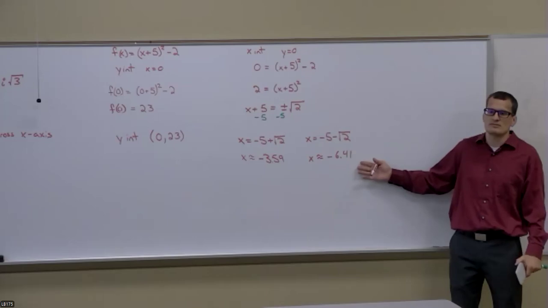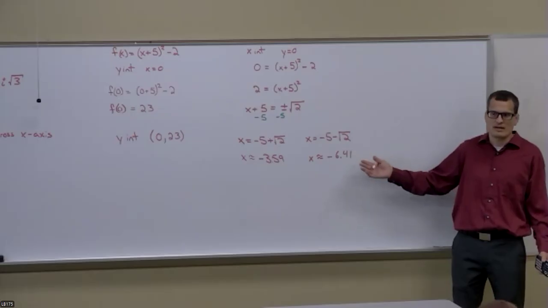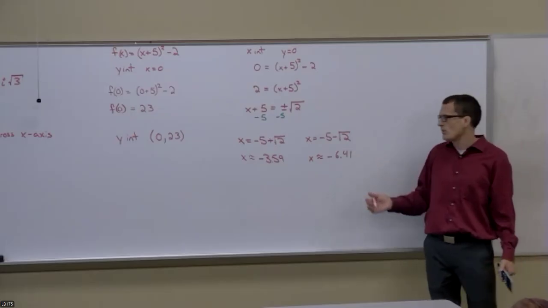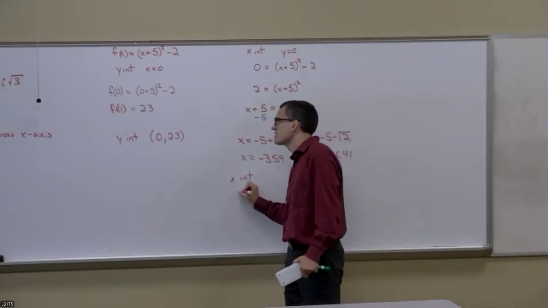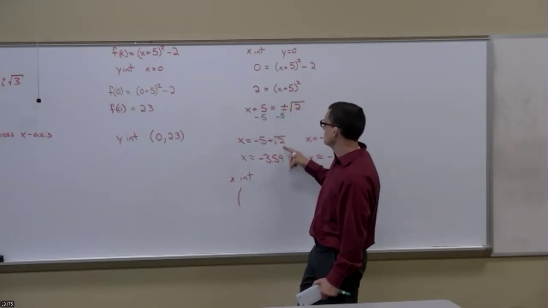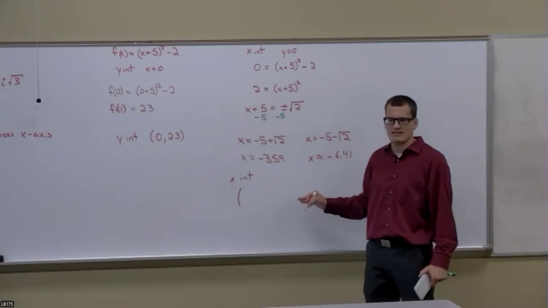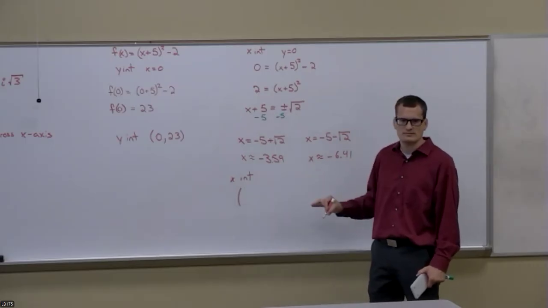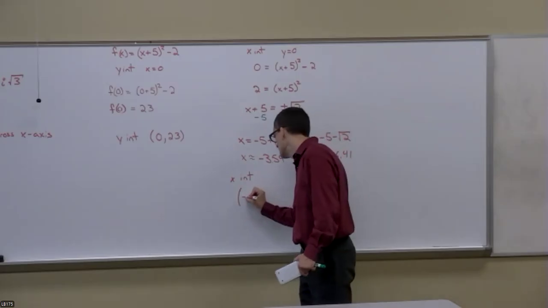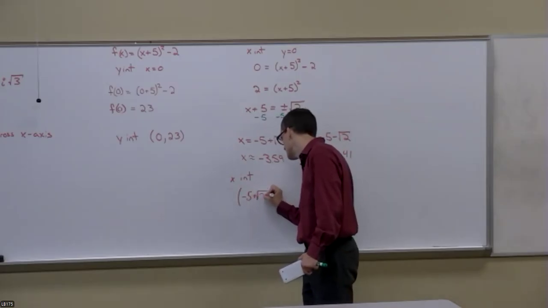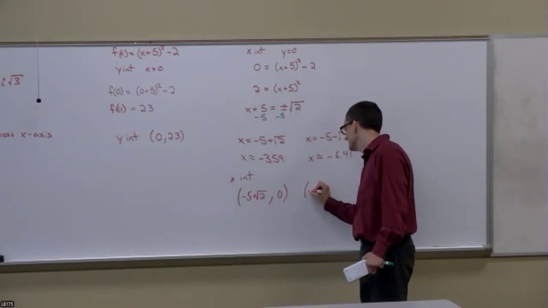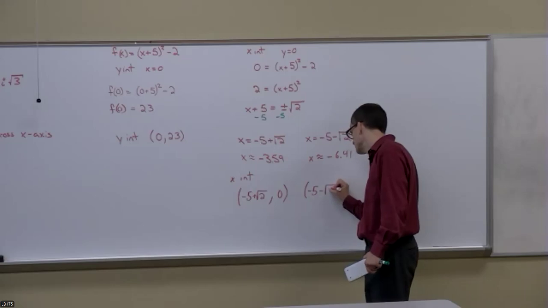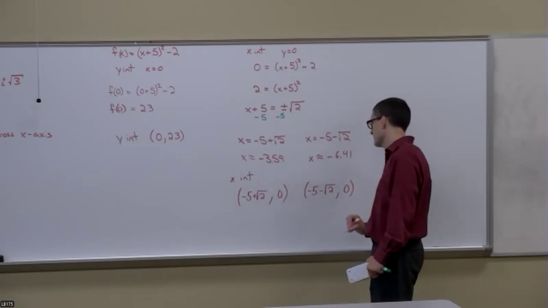Does this have x-intercepts? Yeah, of course, right? It's just irrational number x-intercepts. So the x-intercepts, whether you use the rounded version or the exact version, I'm going to write the exact version, but Moodle may ask you for the rounded version. The x-intercepts are (negative 5 plus root 2, 0) and (negative 5 minus root 2, 0).